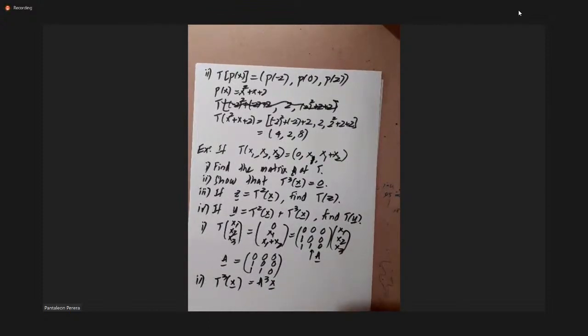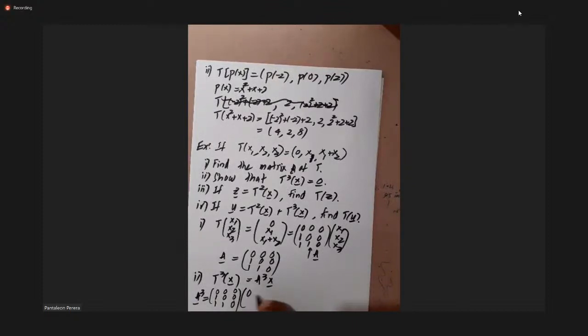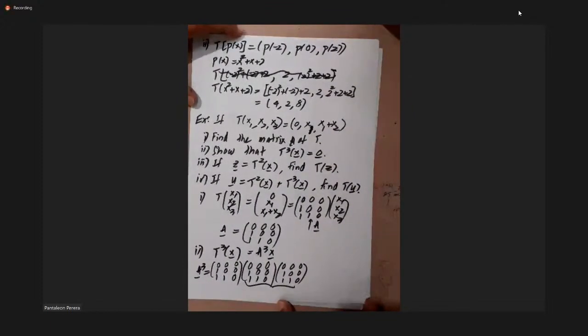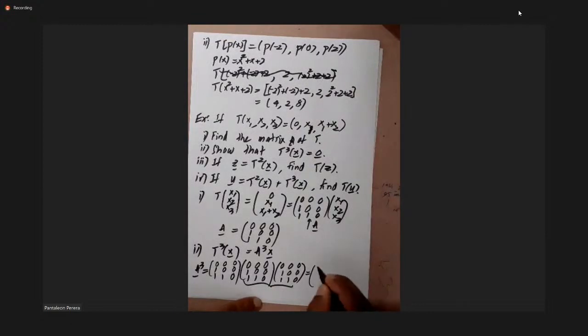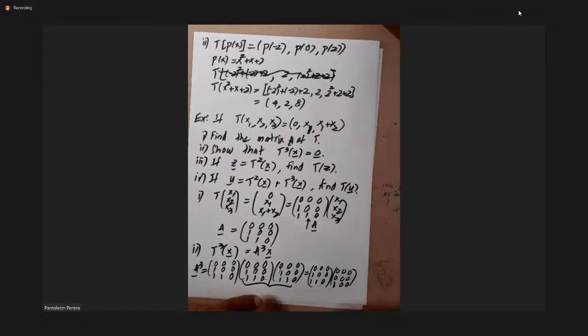We saw that earlier. T squared is A squared x. Now find A cube. We'll multiply these two together first. If you have three matrices, you can multiply two of them without changing the order. I'll write the answer. Here it is 0, 1, 1, 0. You multiply this one by this, you get 1, 0, 0, 0. Then you multiply these two. What will you get? 0, 0, 1, 0, 0, 0.